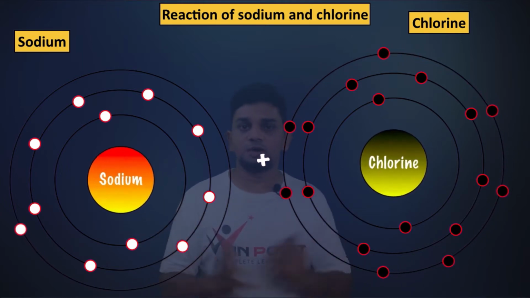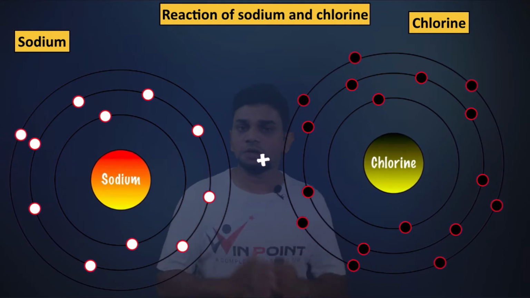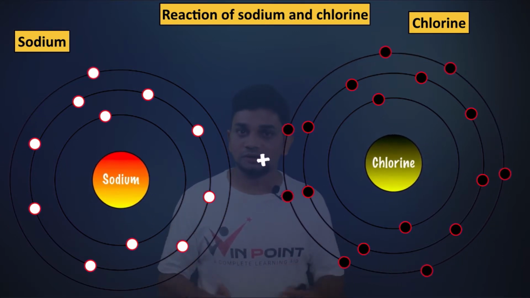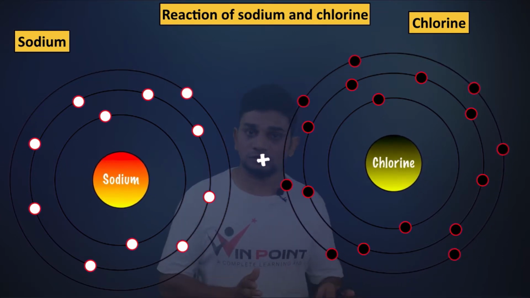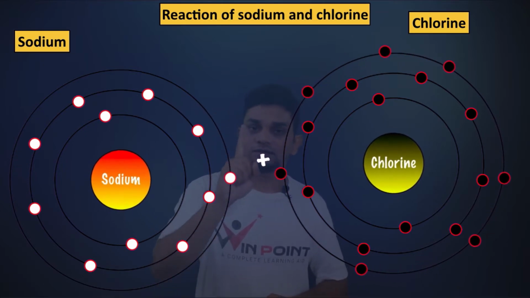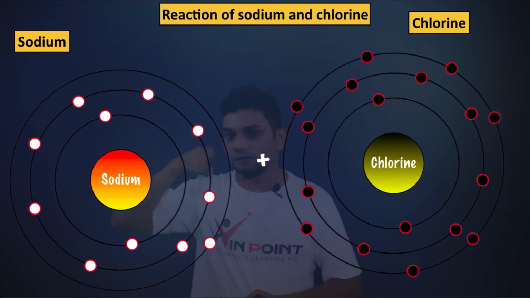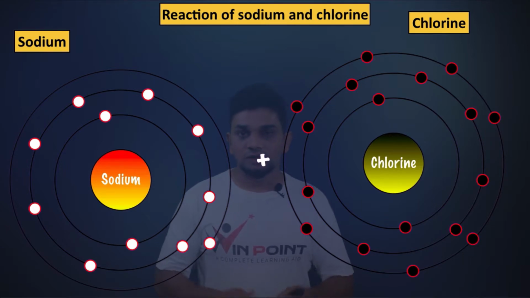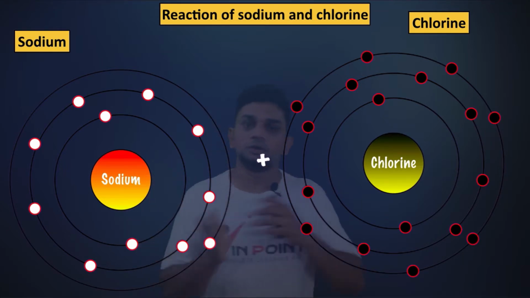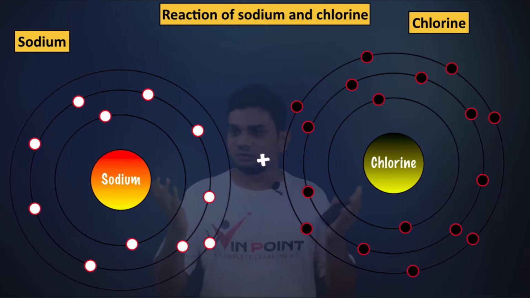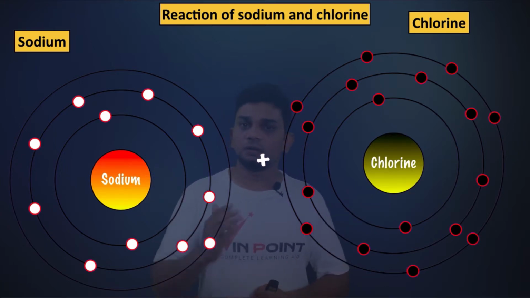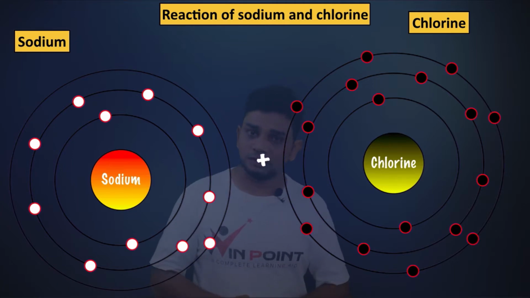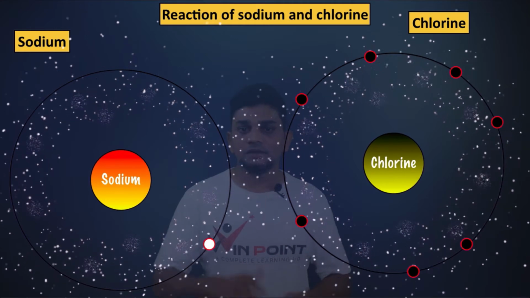If there is a reaction between sodium and chlorine, what is going to happen? We know that there will be transfer of electron. Sodium has one extra electron. That extra electron is revolving around this nucleus, isn't it? And this extra electron is going to transfer from sodium to chlorine. That is the reaction. This diagram is very complicated, so we are going to consider the outermost shell only. Then the diagram will be very easy. So it is the outermost shell.